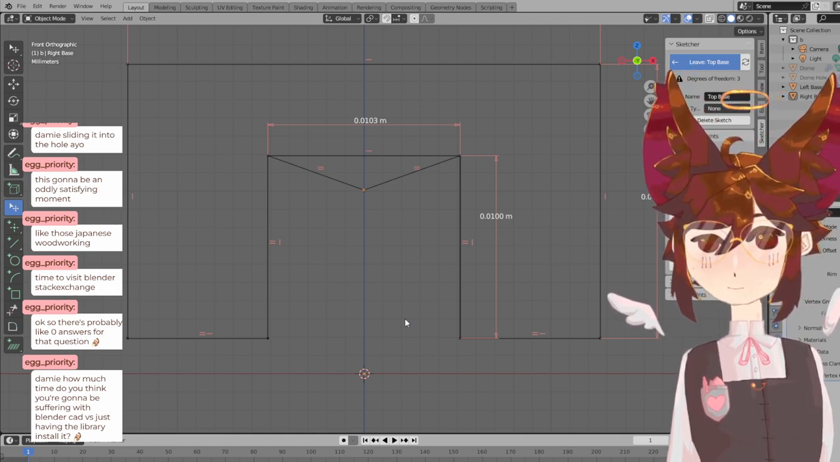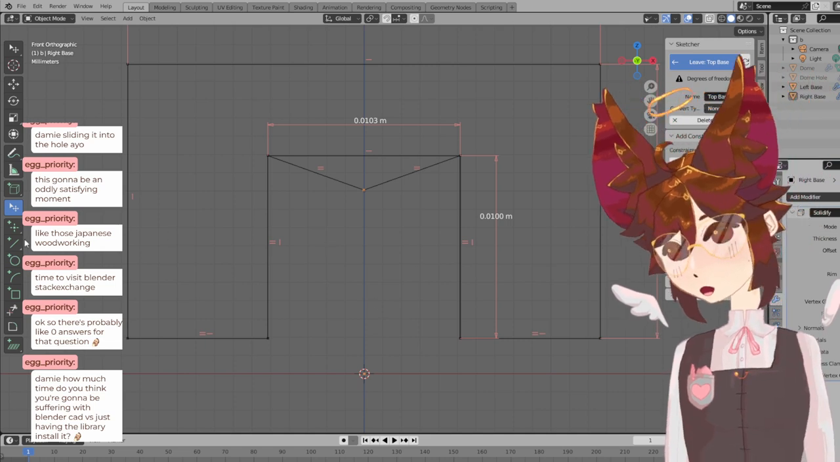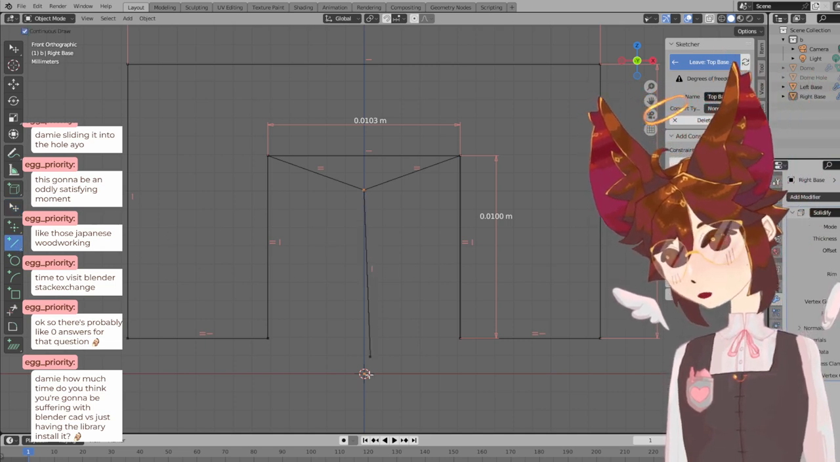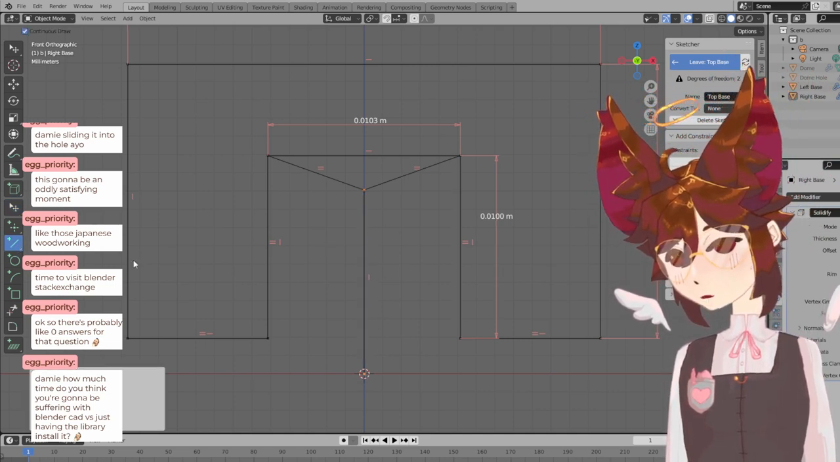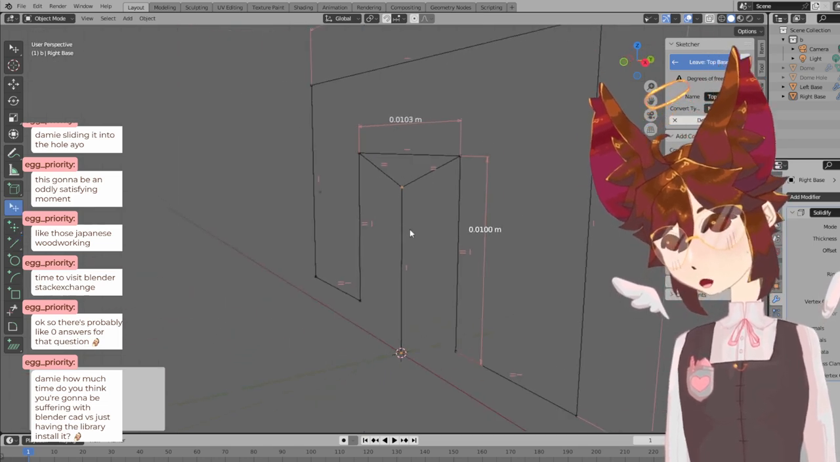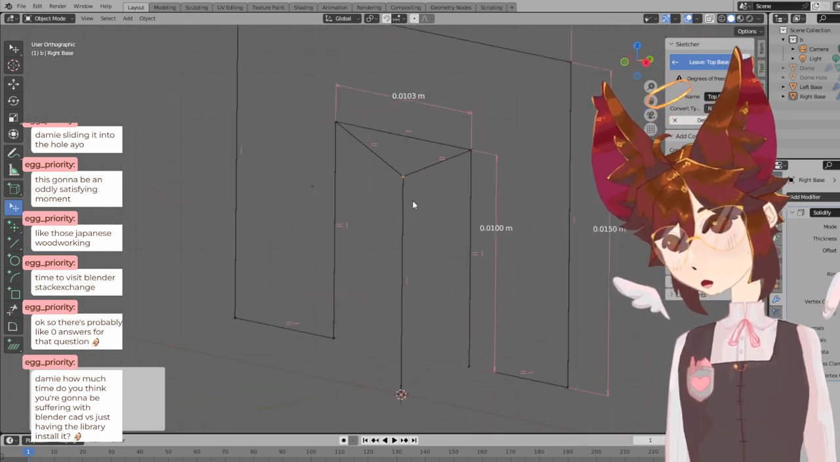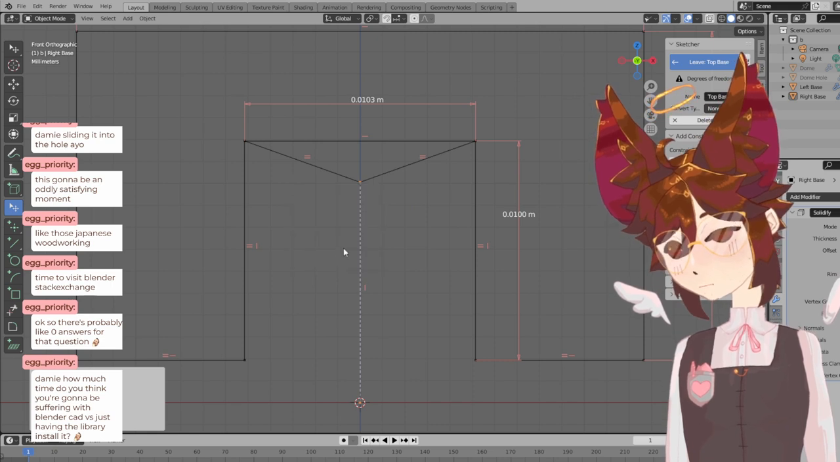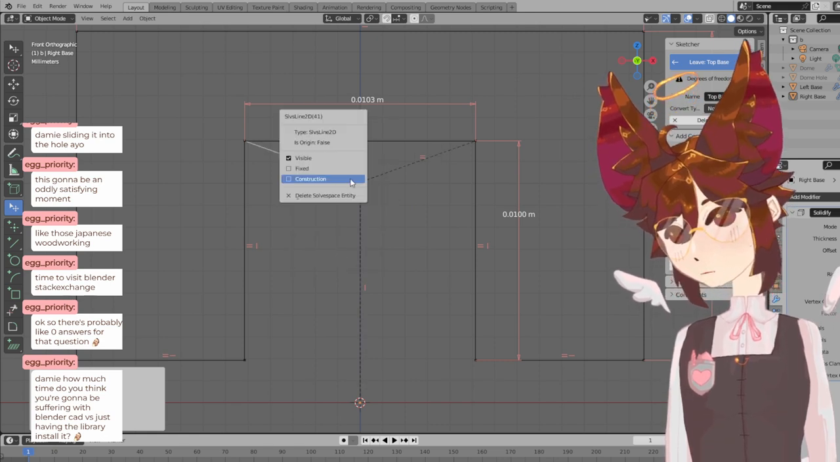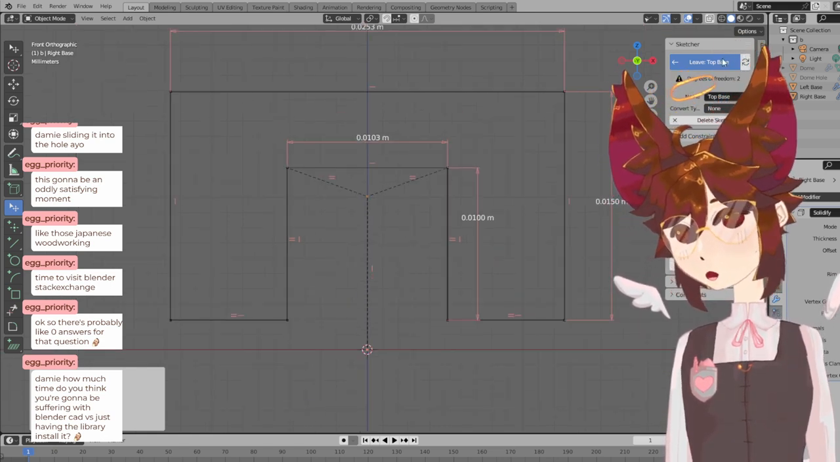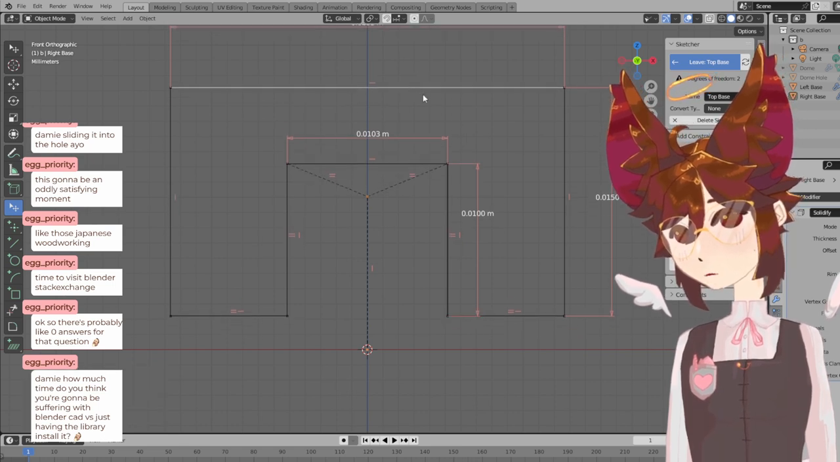What do you think, you're going to be suffering with Blender CAD just having the library install it? No, I won't give up. I won't give up. Okay, there is one cool thing. Let me show you one of the perks about this. Oh wait, I have to make these construction lines. There we go. Look, it's centered. It's only one degree of freedom now. Wait, no, it's not.